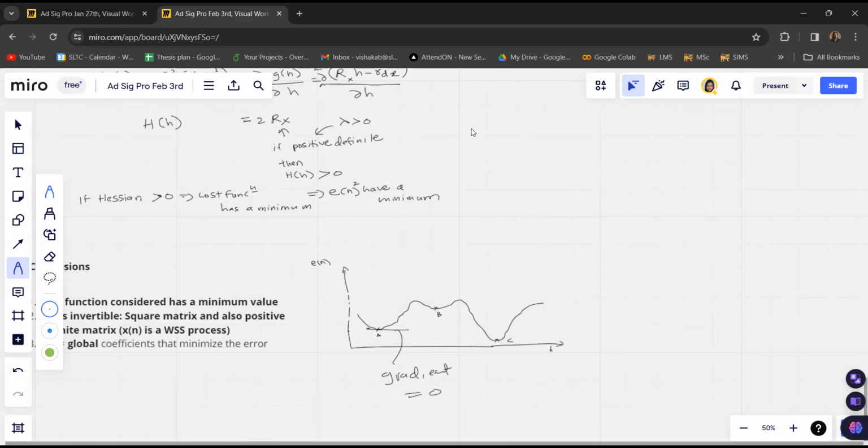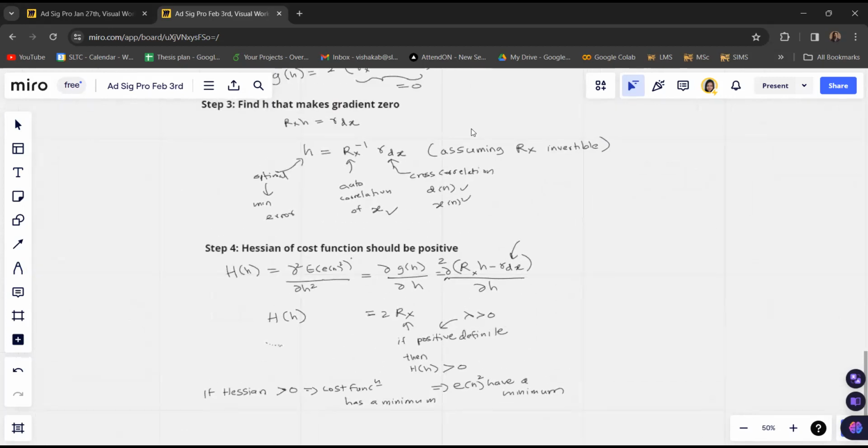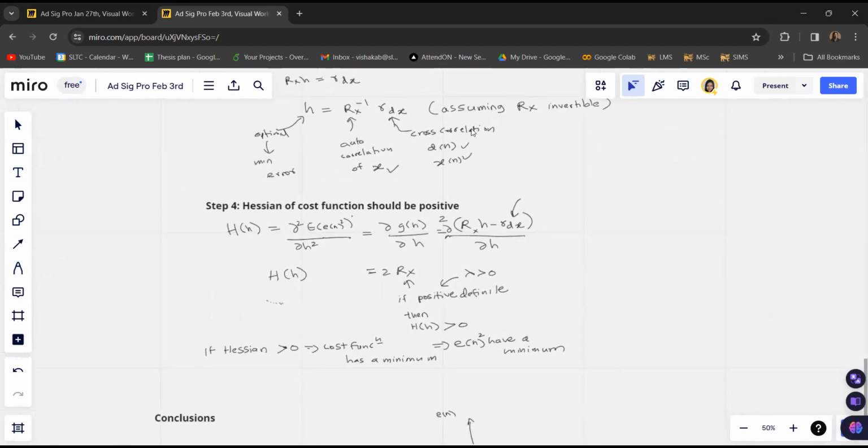So in order for me to find this global point, I need to take the third step where I find the Hessian value, and I make sure that there's actually the minimum point in this function, for certain specific filter coefficients. Then I have been able to find the minimum point in the function.